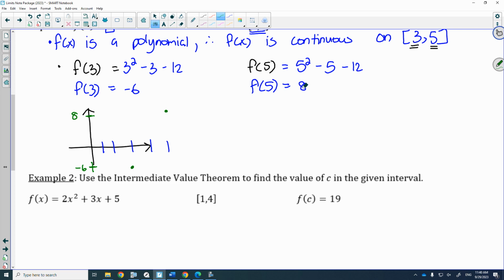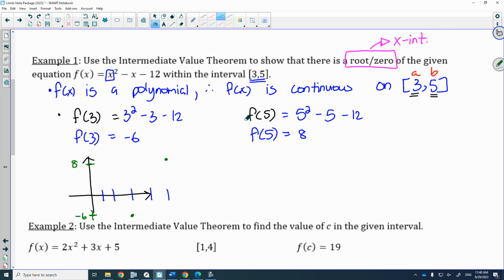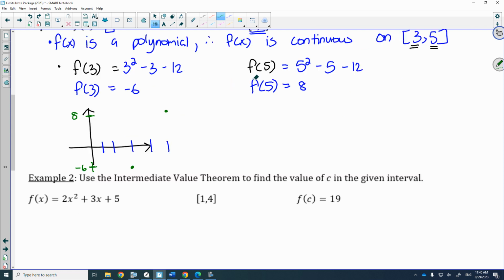What this question is asking is, use the intermediate value theorem to show that there is an x-intercept within this interval here. So first of all, if we're going from -6 to 8, we always look at the y values, like when we don't sketch them. So we're going from -6 to 8. When I connect these 2 points, am I going to have an intercept, a 0?